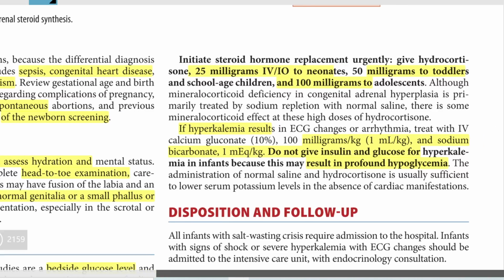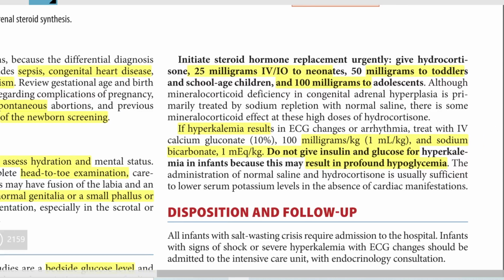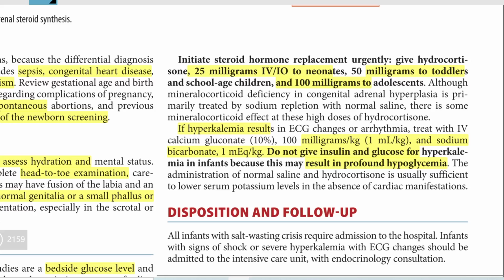If the patient is a neonate, then we must administer 25 milligrams of hydrocortisone, or if the patient is a toddler, then 50 milligrams of hydrocortisone. If the patient is an adolescent, then 100 milligrams of hydrocortisone should be administered. There is some mineralocorticoid effect at a higher dose of hydrocortisone, which we must remember.